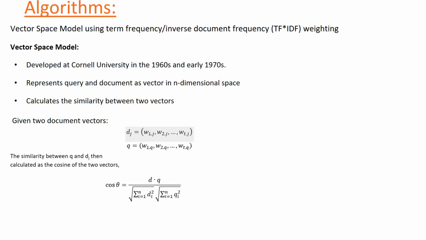The vector-based model works like information retrieval, where you give a certain query to the document collection. In this case, the vector-based model represents both the query and the document as n-dimensional space vectors, and then it calculates the similarity between these two vectors, using the cosine function for the two vectors.